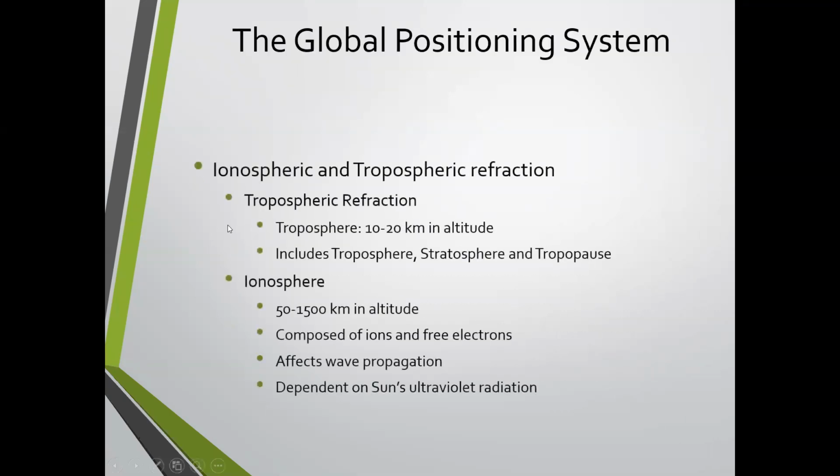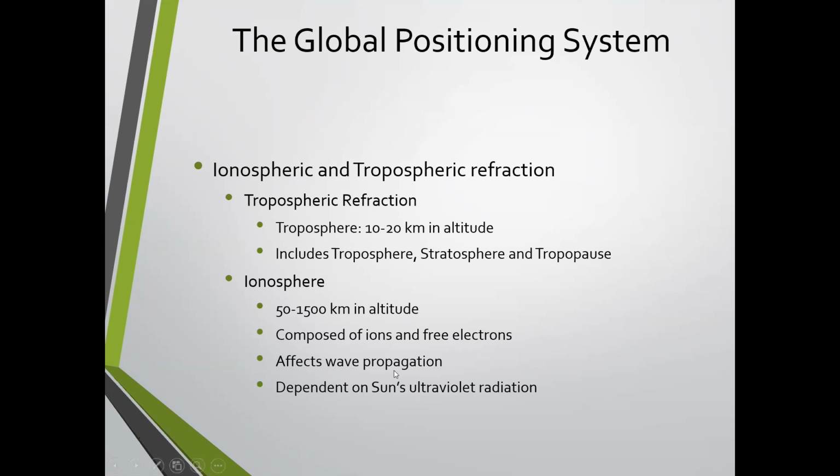So ionospheric and tropospheric refraction: the troposphere is from 10,000 to 20,000 kilometers in altitude, and it includes the troposphere, the stratosphere, and the tropopause, which is a layer between the two, essentially. So the ionosphere is a lot higher up, and it's composed of ions and free electrons. So what's happening is those things can scramble or interfere with the signal.